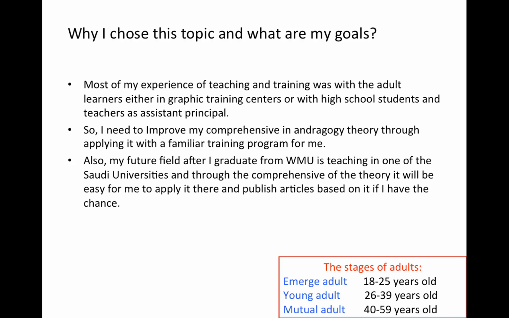One of the goals of choosing this topic is that I need to improve my comprehension of andragogy theory by applying it to a familiar topic, which is training programs, or Photoshop training programs. Also, my future field after I graduate from Western Michigan University is teaching in one of the Saudi universities, and through a comprehensive understanding of the theory, it will be easy for me to apply it there and publish articles based on it if I have a chance.